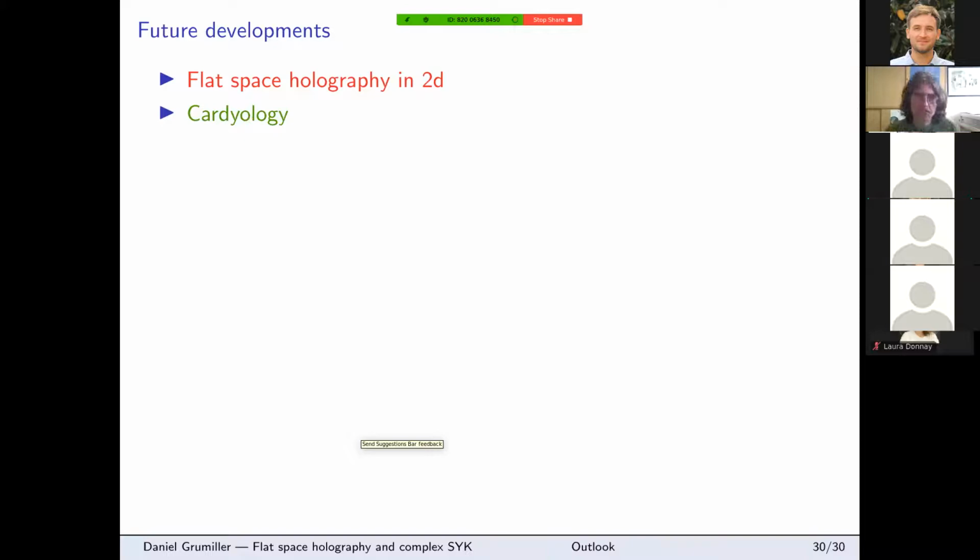One particular instance is to do microstate counting. So by this I mean doing a microstate counting based on the twisted warped symmetries and see whether it correctly reproduces the entropy.